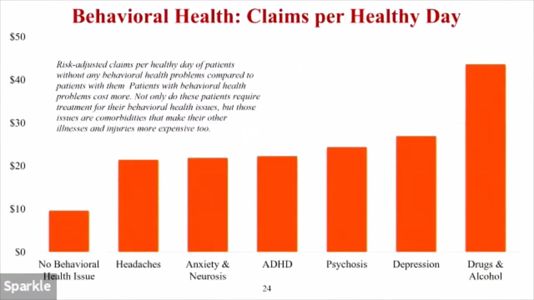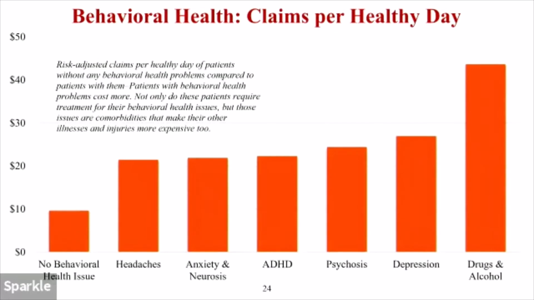Let's talk about behavioral health issues. Behavioral health issues are very expensive because not only do you have to treat that behavioral health issue, whatever it is, but that becomes a comorbidity that makes everything else more expensive too. So as I said, if you break your leg, if you have depression, you're probably going to cost more and take longer to get better than somebody that breaks their leg that doesn't have depression.